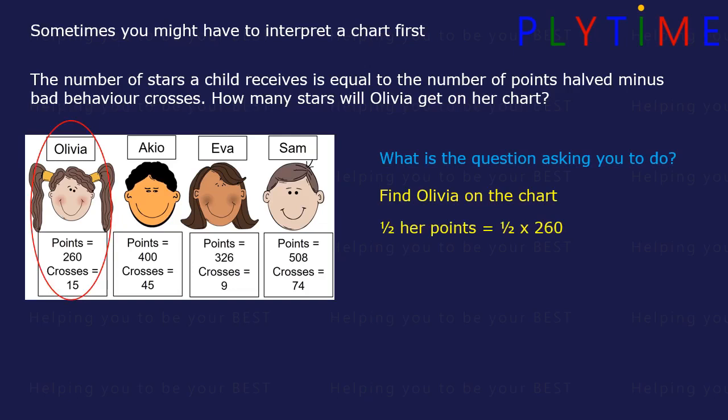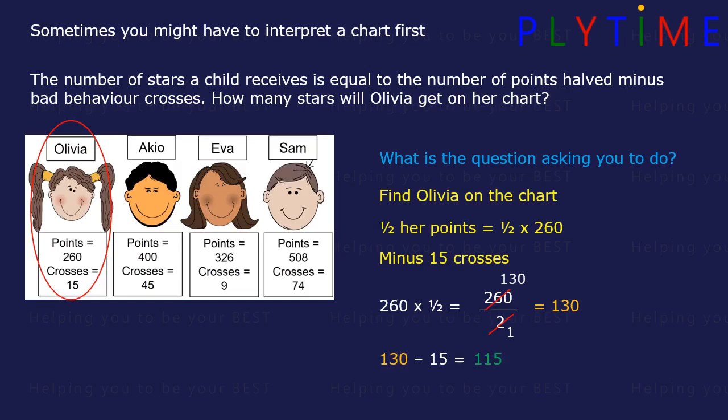To get the number of stars, it's half times 260 and then subtract 15 crosses. So 260 times 1/2 is the same as 260 divided by 2. If we divide both the top and the bottom by 2, we're left with 130. So she'd have 130 stars minus the bad behaviour crosses, minus 15. So Olivia will get 115 stars.